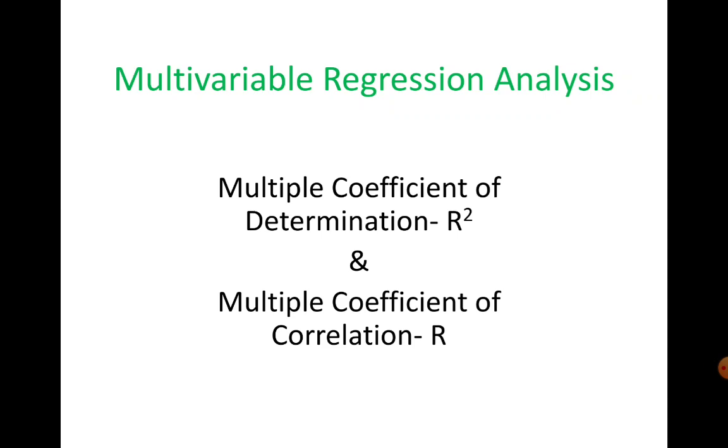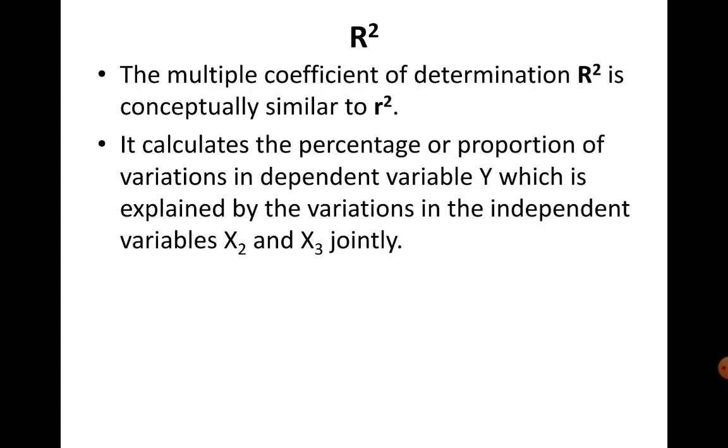Now we are going to have a look at the multiple coefficient of determination, which is capital R square, and its square root, which is called multiple coefficient of correlation, capital R. This is similar to small r square and small r of our two variable regression model. Okay, the concepts are very similar, and the slight differences which are there, we will point them out as we go through this lecture.